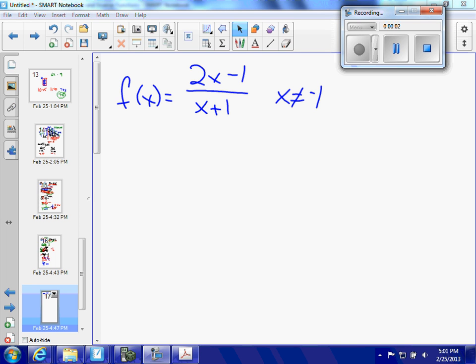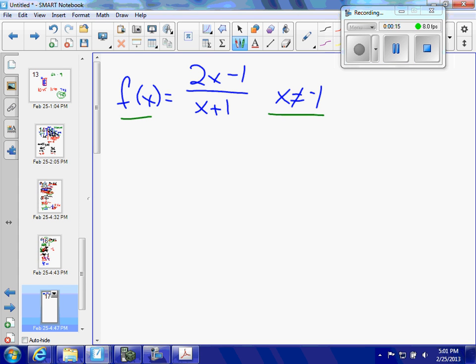In this problem, we're going to find the inverse, and then we're going to verify it. So I'm going to follow the steps to find the inverse. Now, first of all, here's my function f of x, and you'll notice that I have a domain exclusion of x cannot be equal to -1, because otherwise that would make my denominator 0.